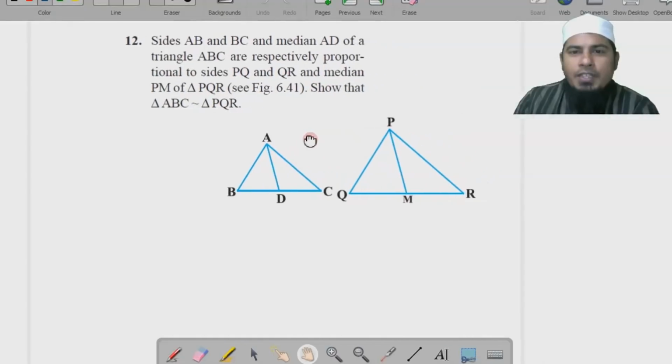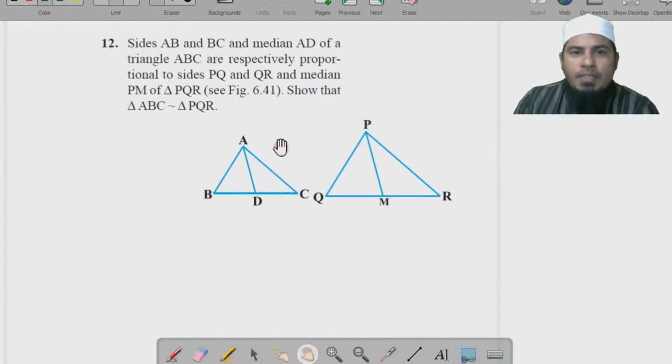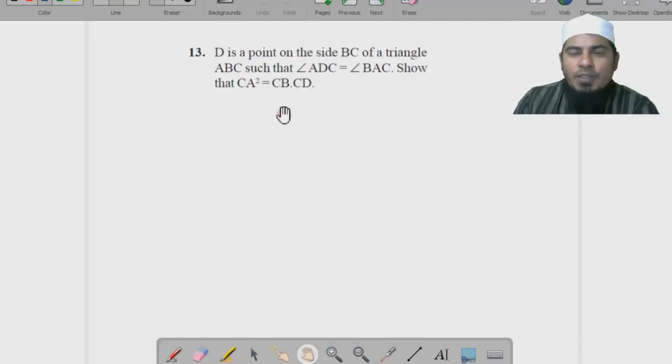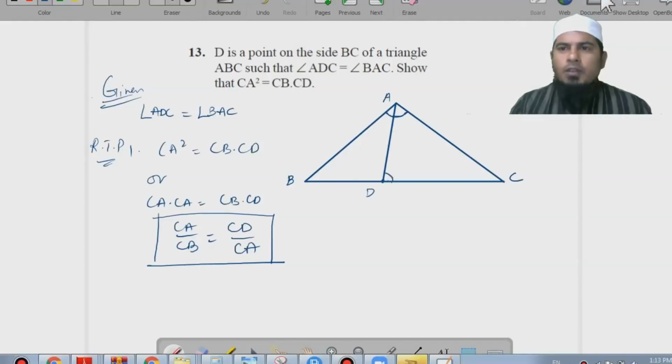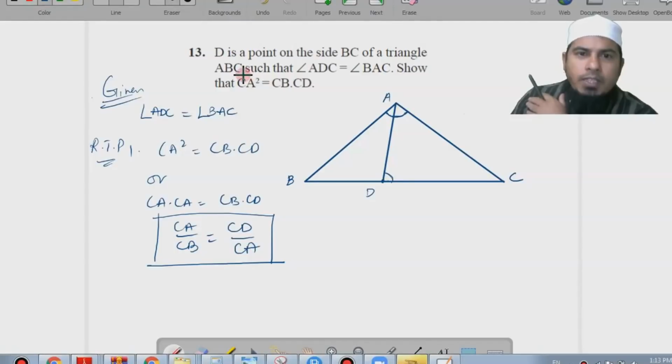We got a question here on sides AB, BC and the median, a similar question again. So let us take this question. D is a point on the side BC of a triangle ABC such that angle ADC and angle BAC are equal. Show that CA square is equal to CB times CD. Let us draw the diagram for this. Now let us read the question once again. D is a point on side BC, such that angle ADC is equal to angle BAC. Show that CA square is equal to CB times CD.